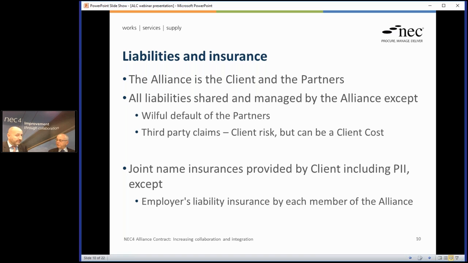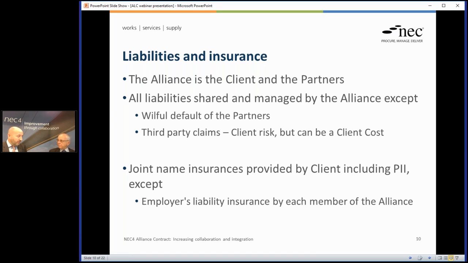Okay. And insurance side? Yeah, insurance, we're looking at joint names insurance for all members of the alliance. The default position is that the client will provide the insurances, which I think reflects large-scale projects that have been done in a number of parts of the world now, where the client provides the insurance because it seems to be a better value way of doing it, albeit that can be flexed in the contract data. And with everything, we look for feedback from the users and the insurance market around this.